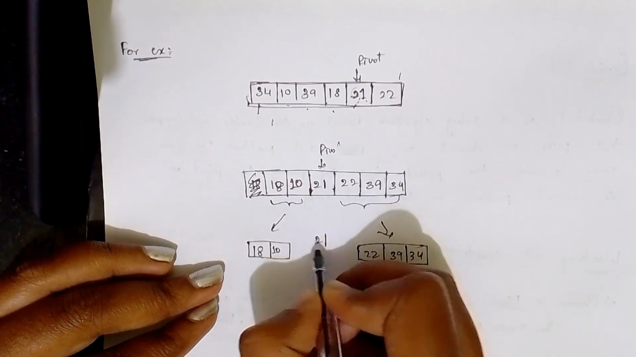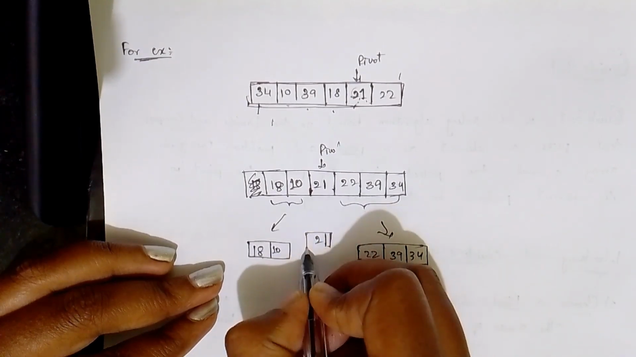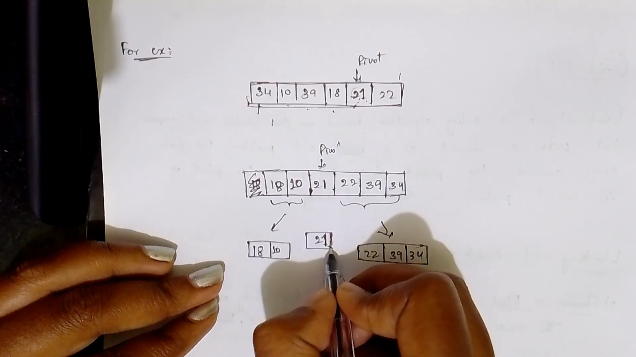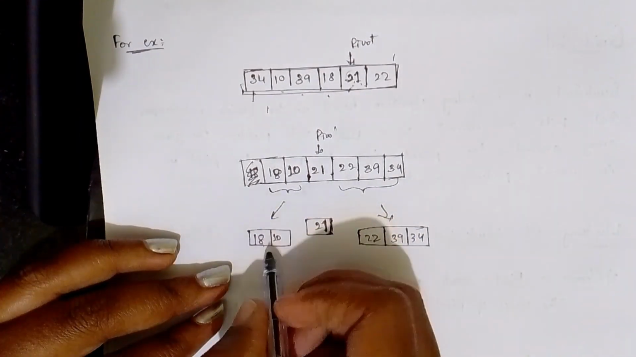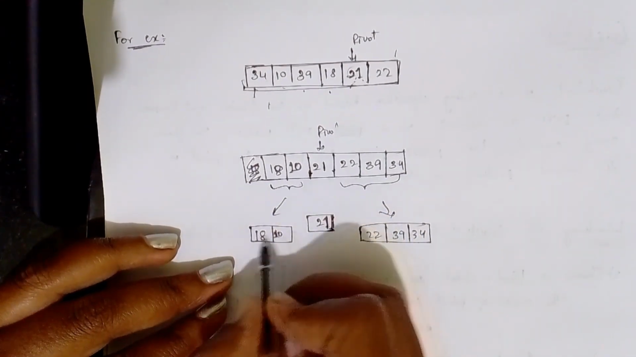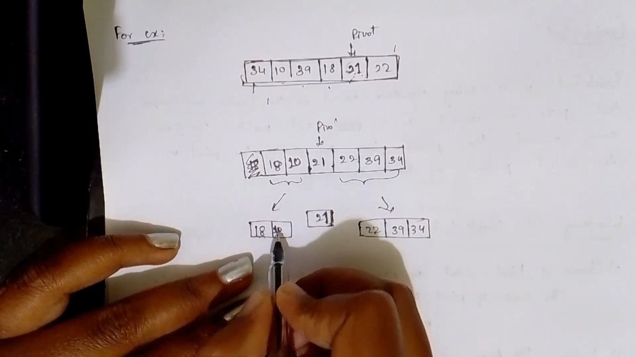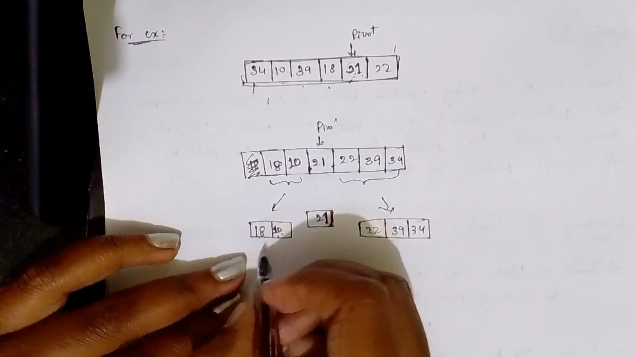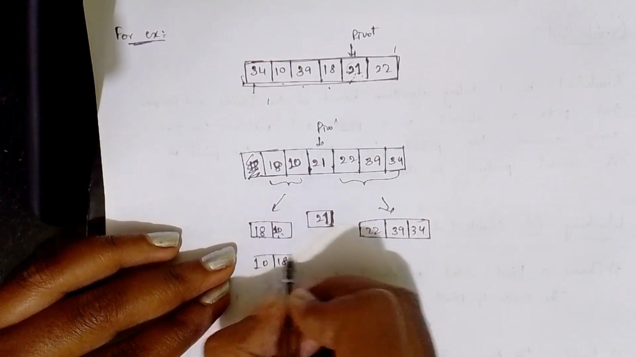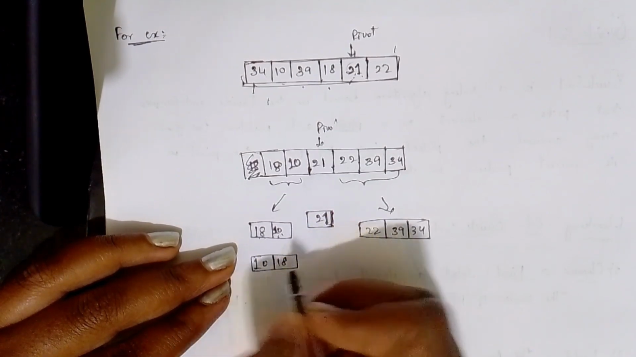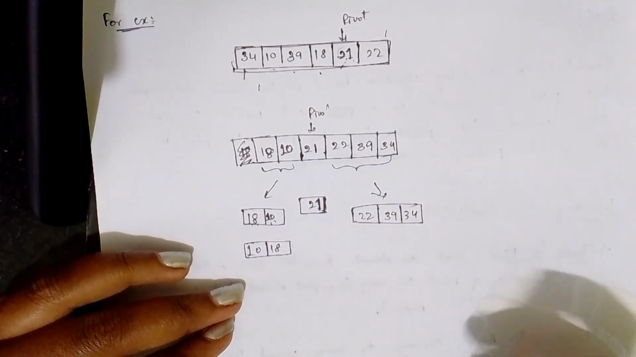21 will be at its place because it is already sorted, so we don't need to do anything about this pivot element. Now we have to arrange these elements. You can arrange manually. You can see that 18 is greater than 10, so it will come at the right side. So 10, 18. I am doing it manually. We will do it according to the algorithm in the next part.